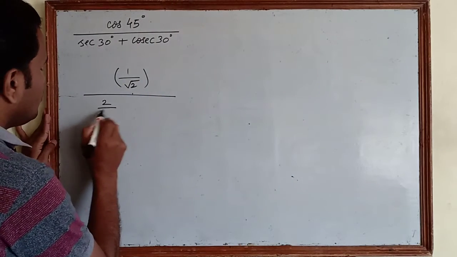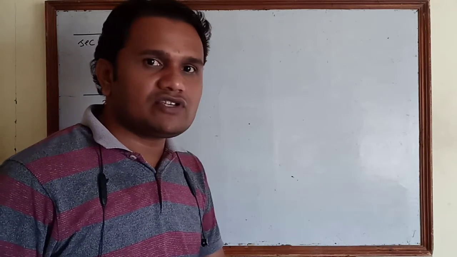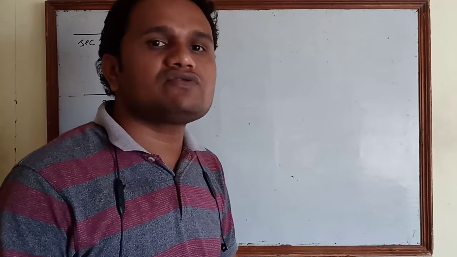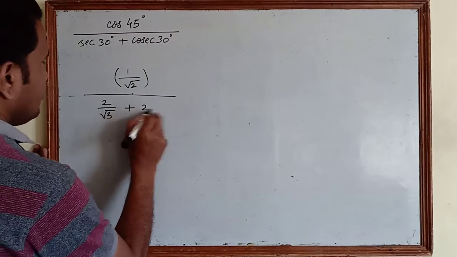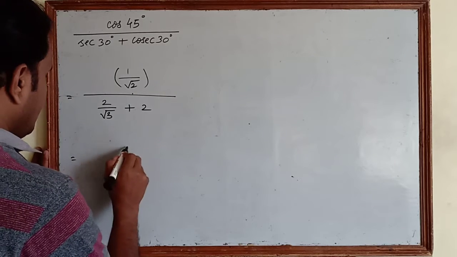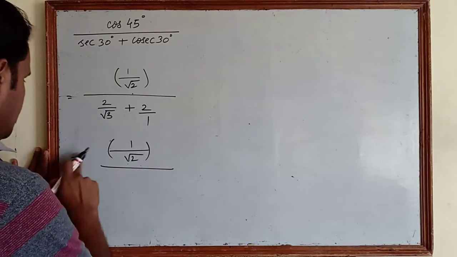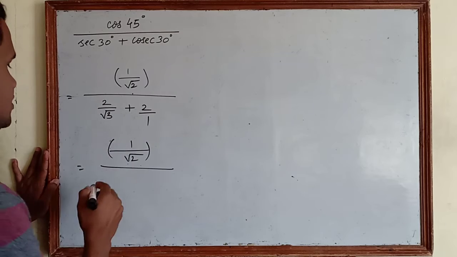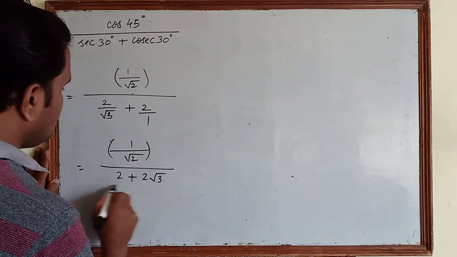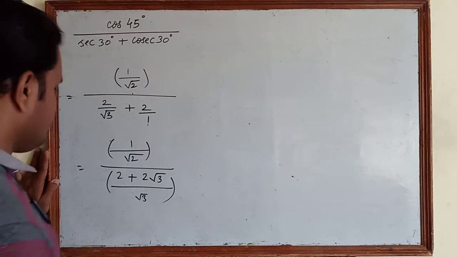So here 2 by root 3 plus cosec 30. Now cosec is the inverse of sine. Sin 30 was 1 by 2. So 1 by 2, its inverse will be 2 by 1. So here it is only 2. 2 by 1 means 2. Okay, this is your second step. Then 1 upon root 2 in this way upon 2 by 1. Okay, take the cross multiplication. 1 into 2 is 2, root 3 into 2 is 2 root 3, upon root 3 into 1 is root 3. So in this way it happened.